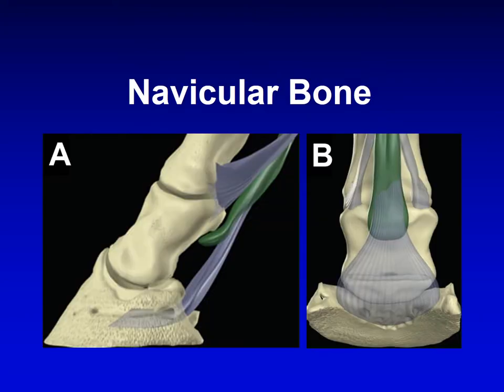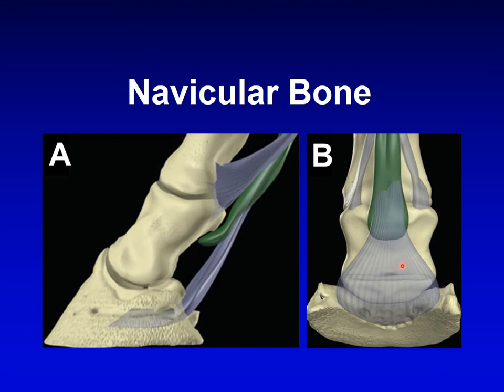Now, this bone is also covered, as you can see, by the distal end of the deep digital flexor tendon, as well as the digital cushion. So it's protected. The navicular bone, which is basically here, navicular means boat, like a boat that we see in rivers. So basically this boat is covered with the distal end of the deep digital flexor tendon, as well as the digital cushion. This is a lateral view here, and this is a palmar view right here.